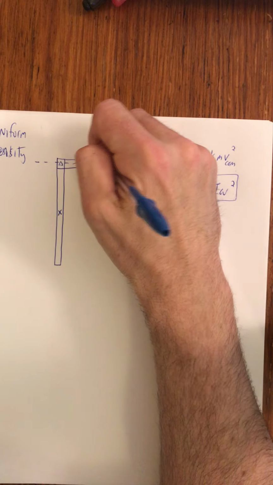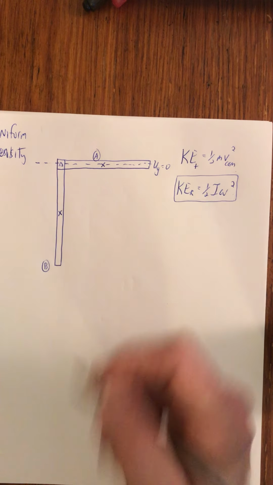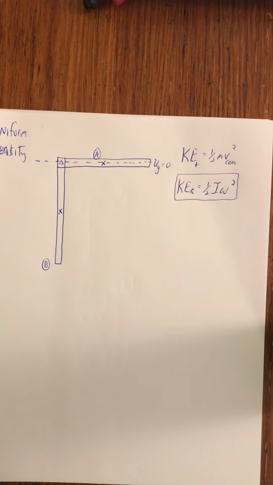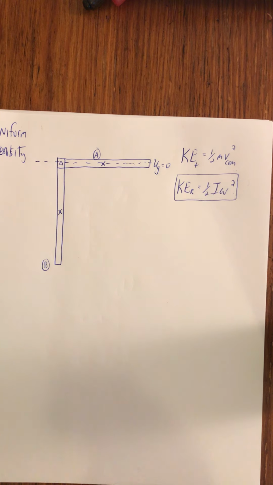So let's call this position A and this position B. The reason why I want to call it A and B and not initial and final is because we're going to look at an intermediary position C in a couple of minutes, and I don't want to have an initial, final nonsense. So here we go.